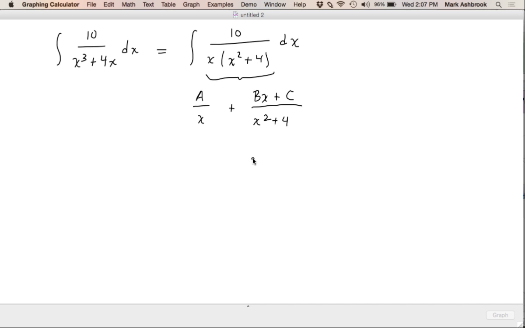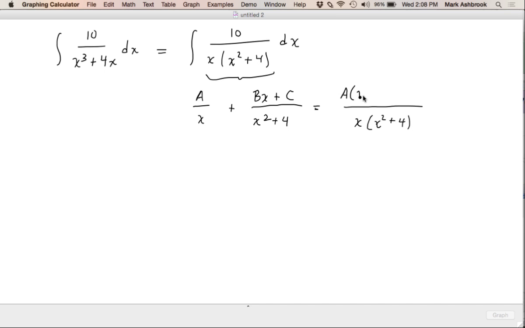So we have to figure out how to add these two together. What are A, B, and C now? When we add together, we get 10. So how do we add these together? The common denominator is x times x squared plus 4. So what do we do with this first fraction, top and bottom, to get that common denominator?